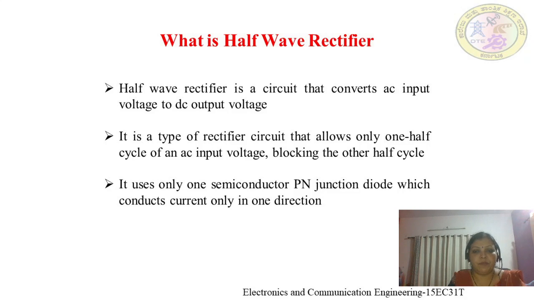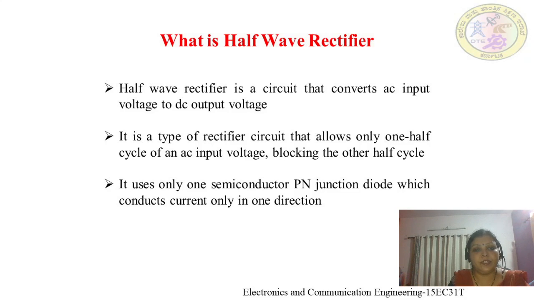So a half wave rectifier conducts only for one half cycle of the AC input voltage. In one cycle of AC input, we have one positive half cycle and one negative half cycle. The half wave rectifier will not conduct for both half cycles, but will conduct for any one half of the AC input at a time, while blocking the other half of the cycle, depending upon the type of circuitry.